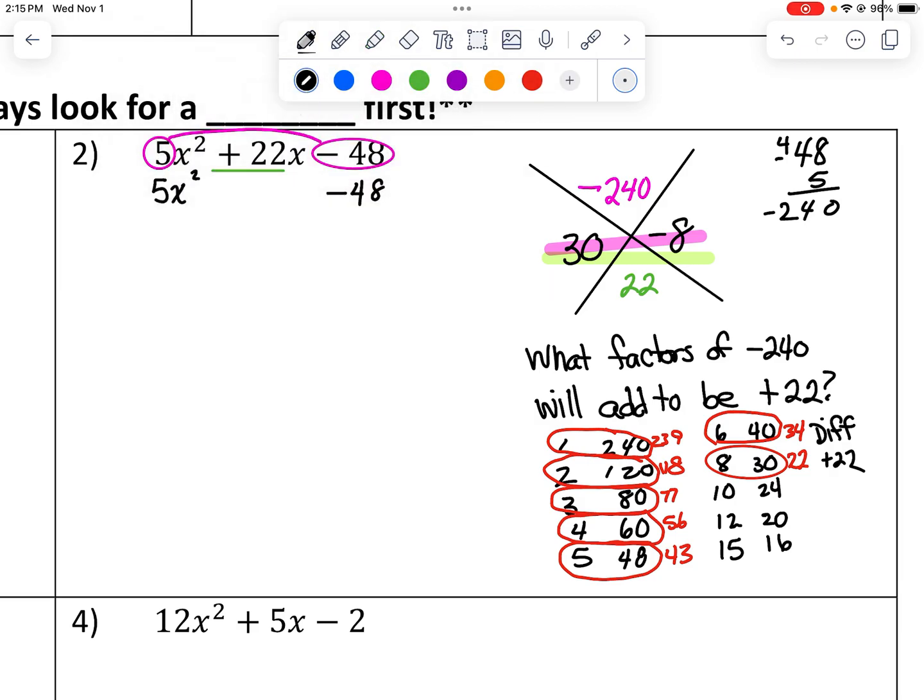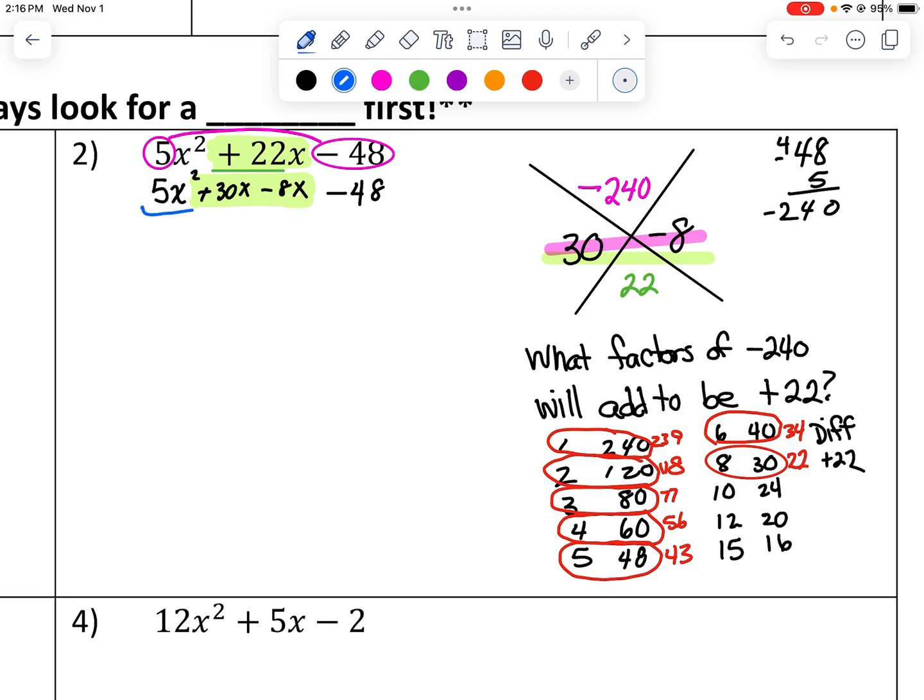So I'm going to go plus 30x and minus 8x. It doesn't matter who you put where. If you want to do the negative 8 and the 30 the other way around, you certainly can. So those are our two middles. If I were to take these two numbers, 30 minus 8, and combine them, I would get 22x. Excellent.